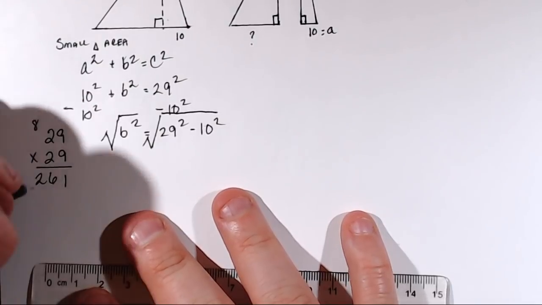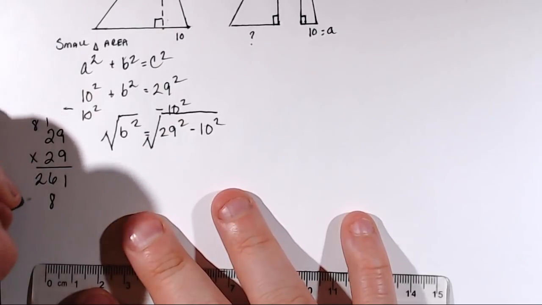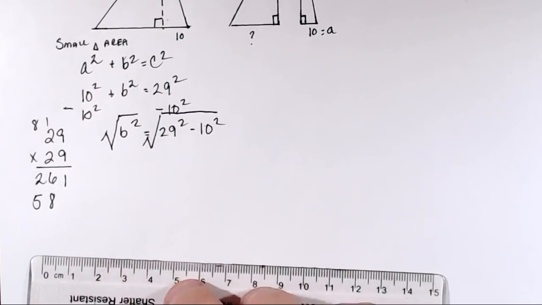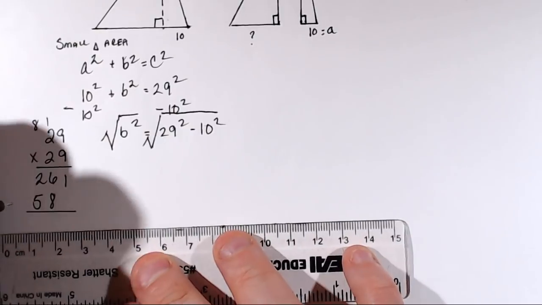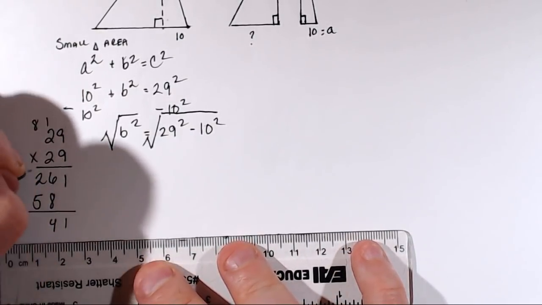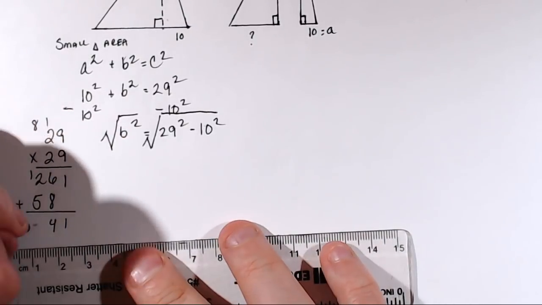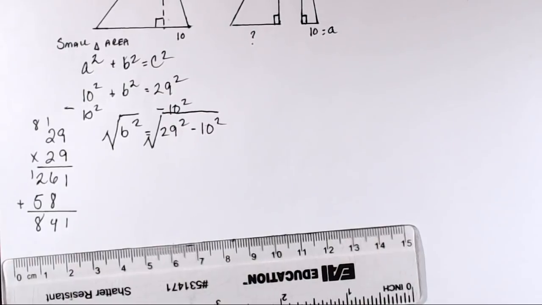26. And then 9 times 2 is 18. 2 times 4 plus 5. And then add this up. 1 and 14. 841.